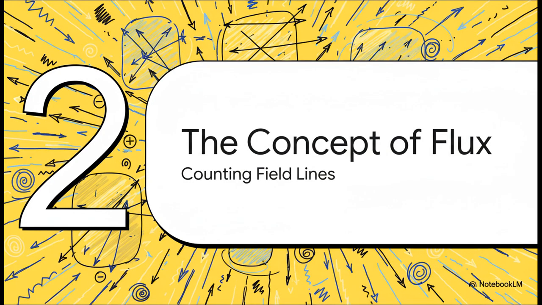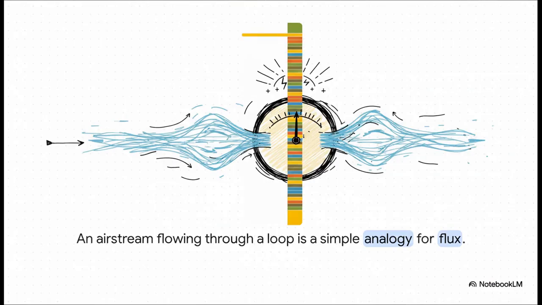So, to unlock the power of Gauss's law, we first need to get our heads around this one crucial concept, flux. Now, it sounds a little abstract, I know, but the basic idea is actually super intuitive. Let's start with a simple analogy. Just picture a steady breeze of air flowing, and you hold up a little loop, like a hula hoop. The amount of air that's actually passing through that loop every second, well, that's a type of flux. We'd call it volume flux. The more air that goes through, the bigger the flux.